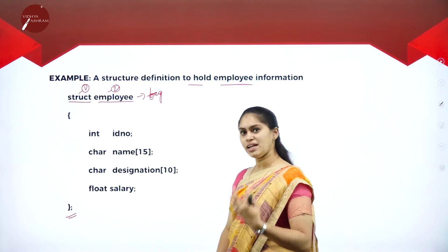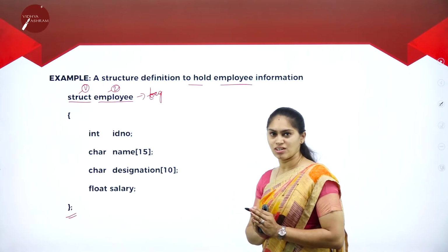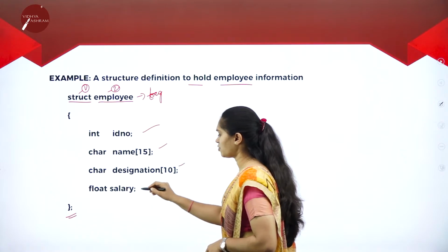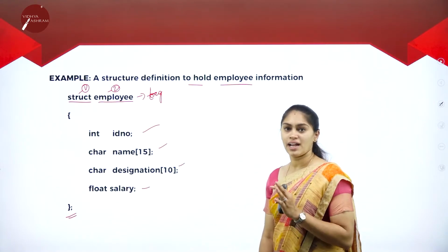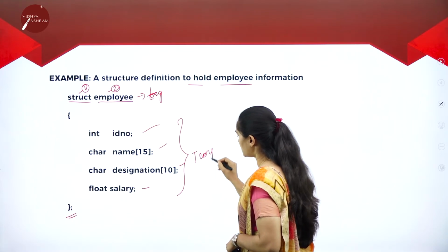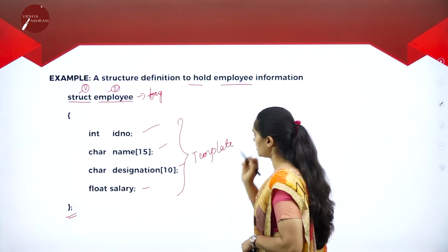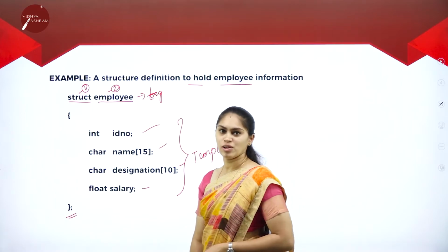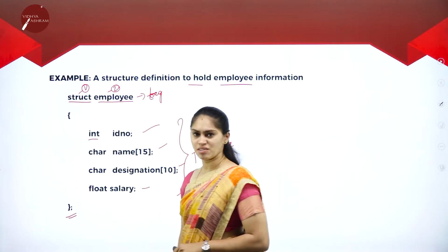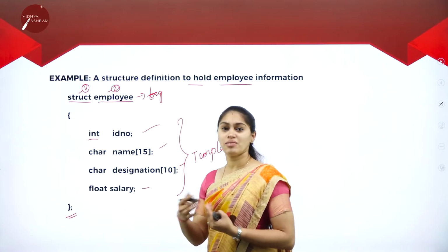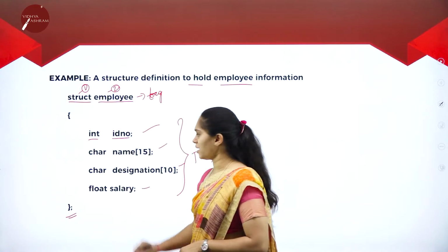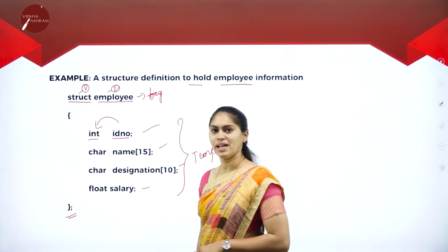Then how many data members do we have in the structure? Can you figure it out here? I have 1, 2, 3, 4. I have 4 data members. I can call all these together a template, isn't it? Just have a look at the first data member of the structure. I have to specify the data type and give a member name. So ID number is the member name, which is of the data type integer.